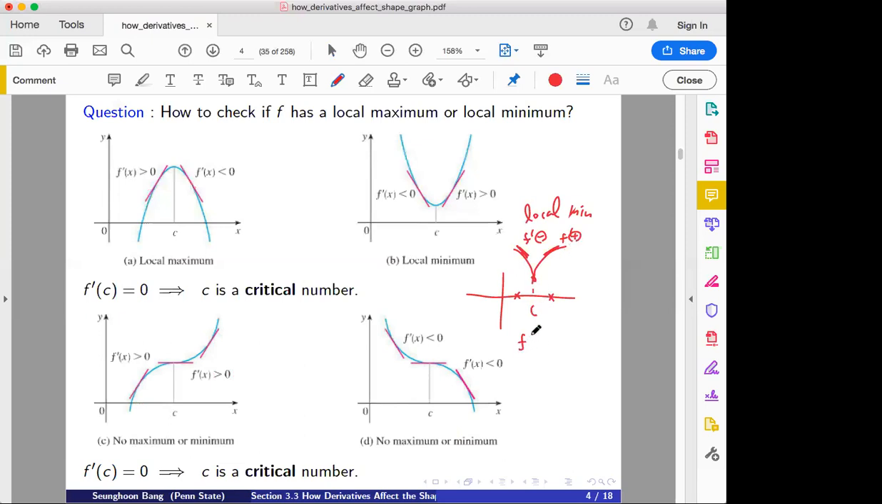So what is f prime of C in this case? What is f prime of C? Yes, it does not exist. You're right. Thank you, guys. It does not exist. So what do we call such a C? We call it a critical number.